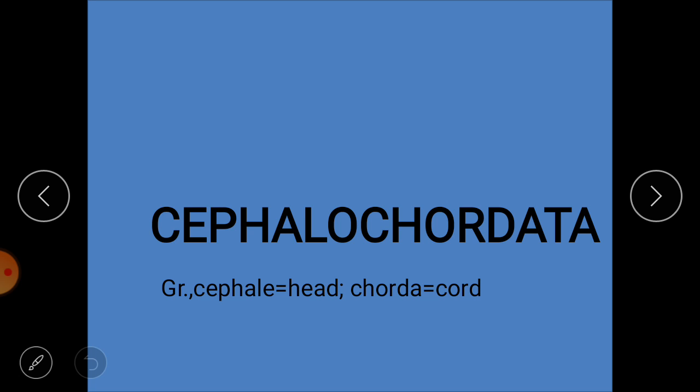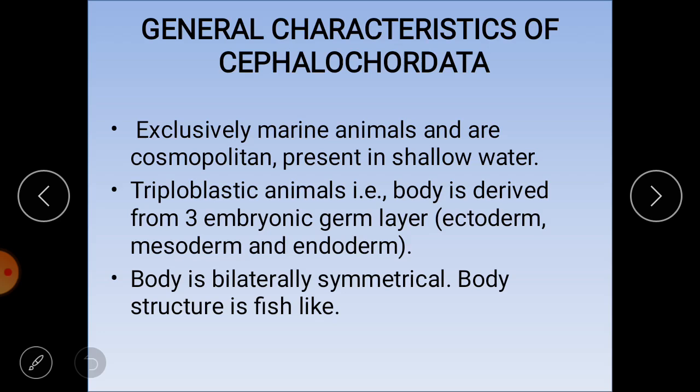The general characters mainly include that these cephalochordates are exclusively marine forms, meaning they are present only in marine water, and they are cosmopolitan, so wherever the marine water is, you will see these cephalochordates. They usually live in shallow water; you cannot find them in deep water. They are triploblastic, which is a key character of a chordate, meaning they have three germ layers: ectoderm, endoderm, and mesoderm.